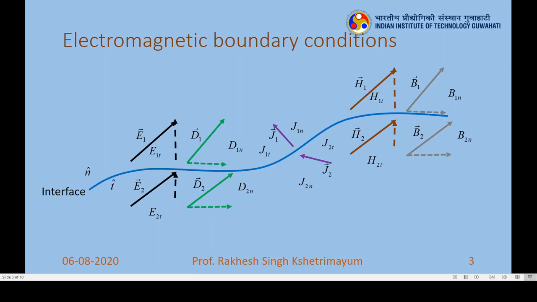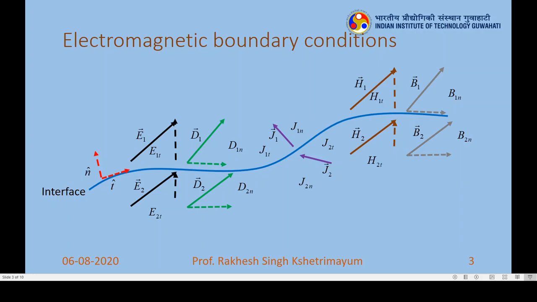These vectors are going to have two components. One is the tangential component, tangential along the interface, and another is perpendicular to the interface, the normal component. The tangential component is denoted by T and the normal component is denoted by N.